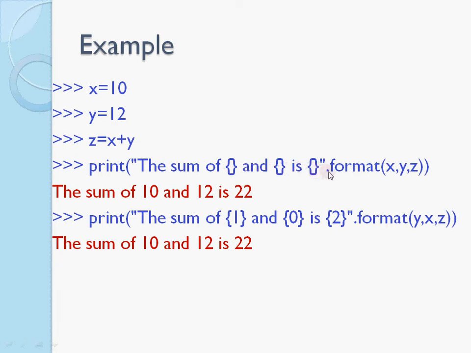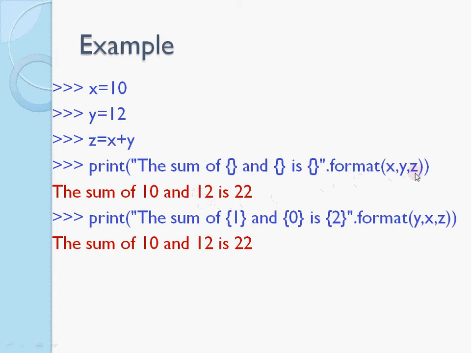Next, dot format function. So what happens now? In this placeholder, the first argument is placed. In the next placeholder, the next argument is placed. In the next placeholder, the next argument is placed. So this is how the positional formatting executes. So the output will be the sum of, in the first position we have x, so the value of x is 10. In the second position we have y, so the value of y is 12.